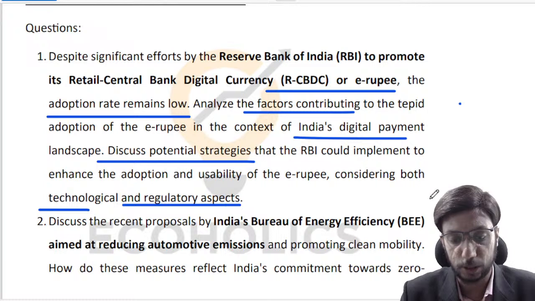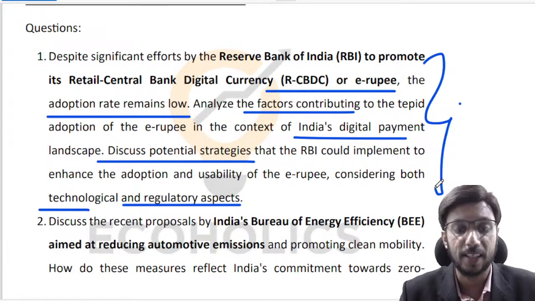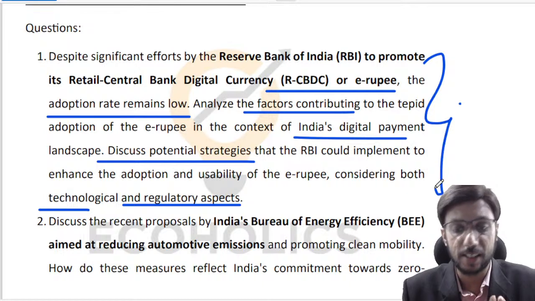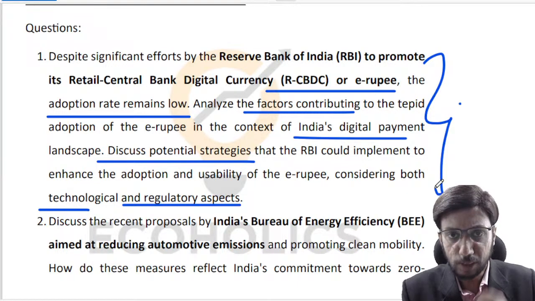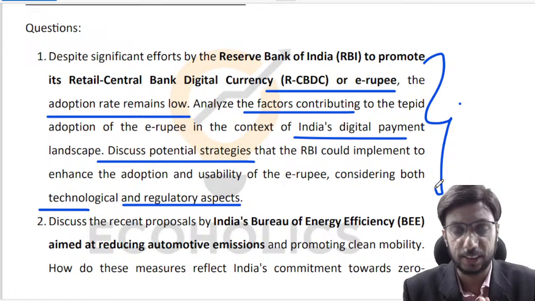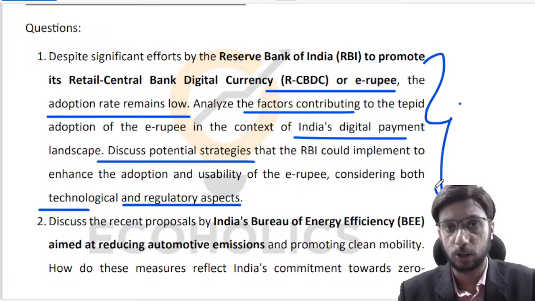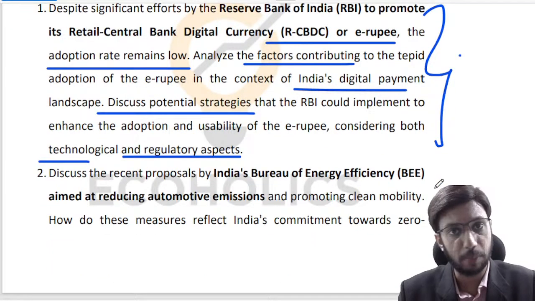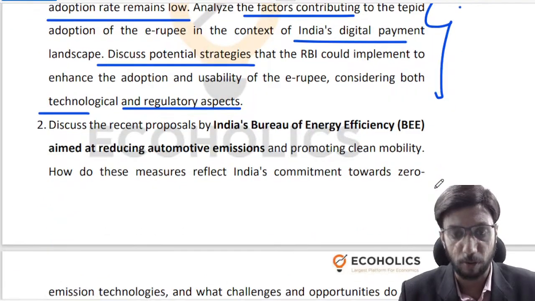This article is completely revolving around CBDC: why it was introduced, when it was introduced, what challenges other countries are facing, what India-specific challenges we are facing, and how we can overcome those challenges. This article can help you answer this very beautiful question that can be asked in any examination that you may face.